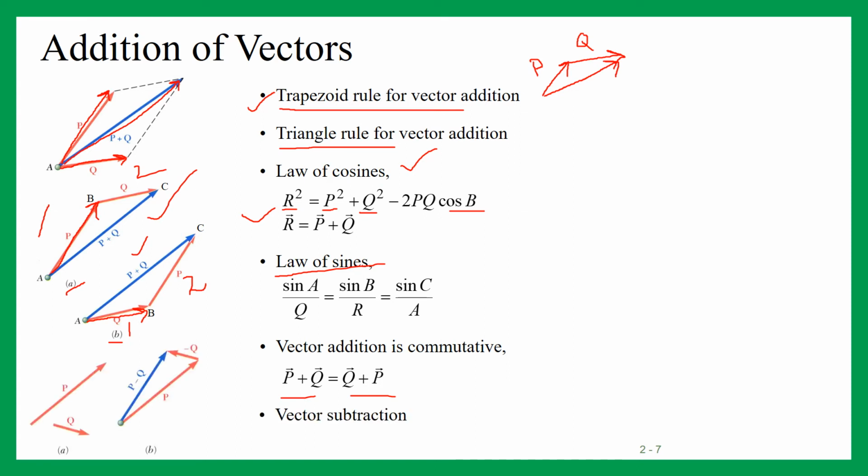And then vector subtraction. Vector subtraction is basically the addition of a vector with a negative vector. Suppose you want to subtract P minus Q. Then you will take P and you will take the negative of Q, meaning you will reverse the direction of the Q vector, and the resultant will be P minus Q.